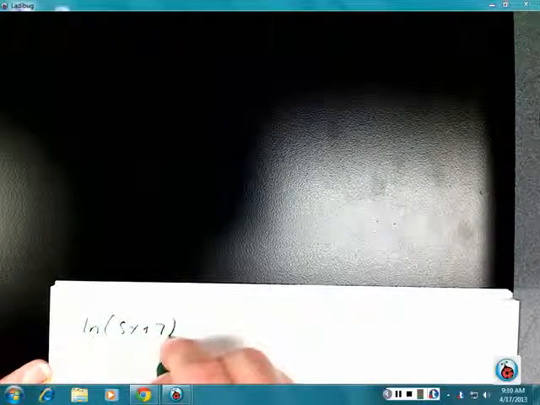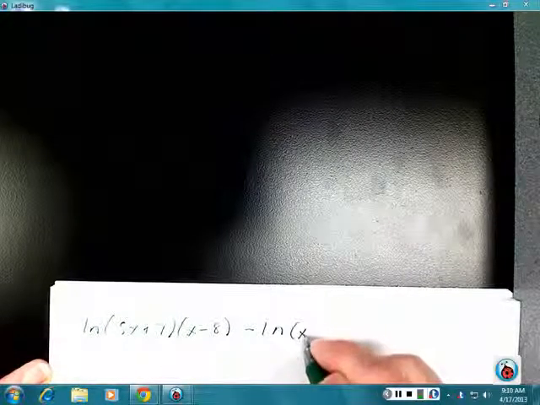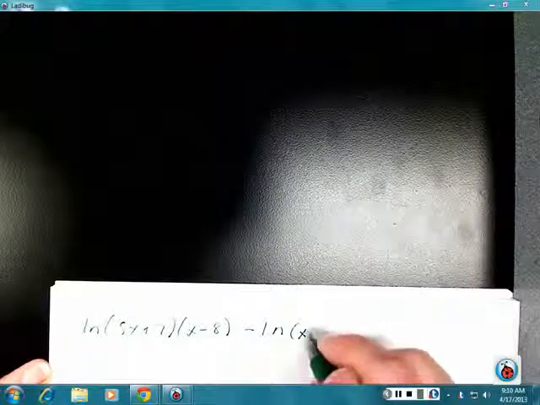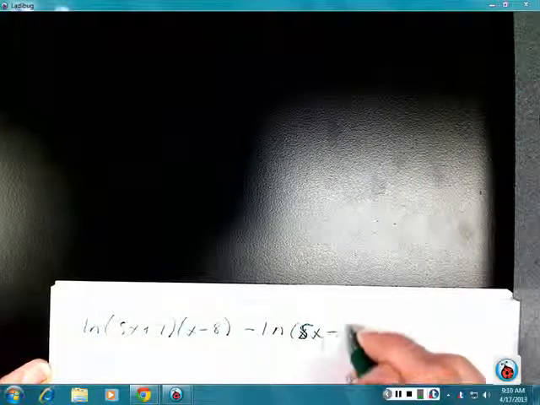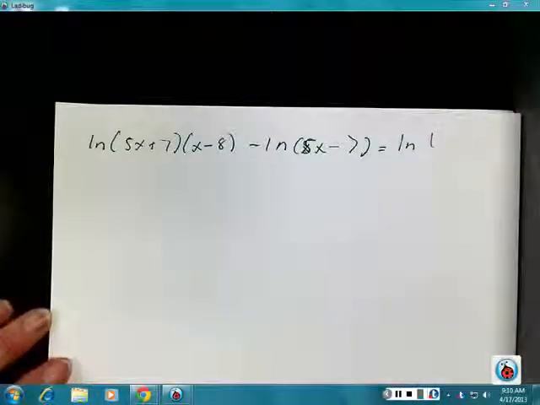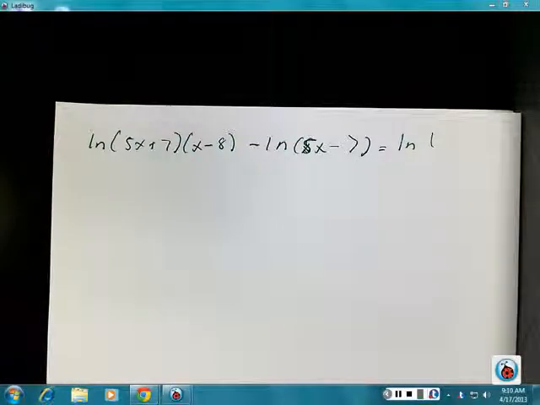Okay, a few more actually. One more with a natural log in it, so let's do this one. Natural log of (5x plus 7)(x minus 8) minus the natural log of (5x minus 7) is equal to the natural log of 1. Let me move it up here. It's kind of fuzzing out there at the bottom.